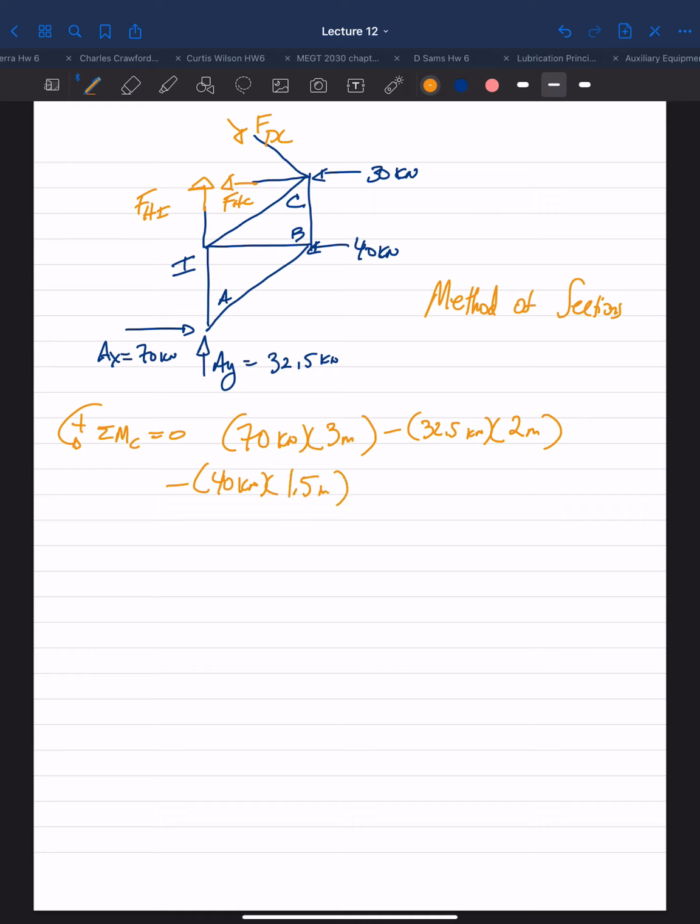And minus your FHI, that causes clockwise negative rotation, perpendicular distance being 2 meters to point C. Set it equal to 0. And solve for FHI. FHI is 42.5 kilonewtons in tension.